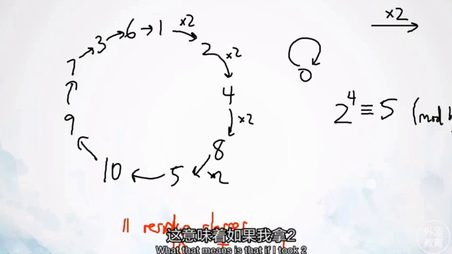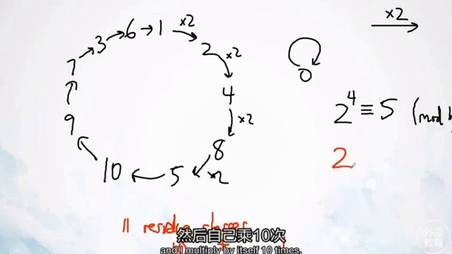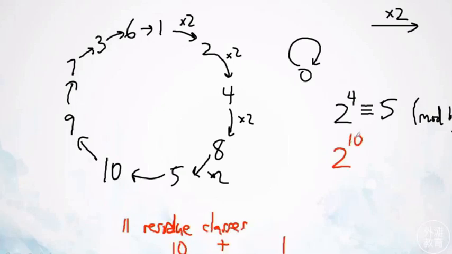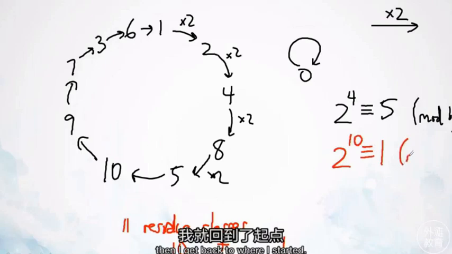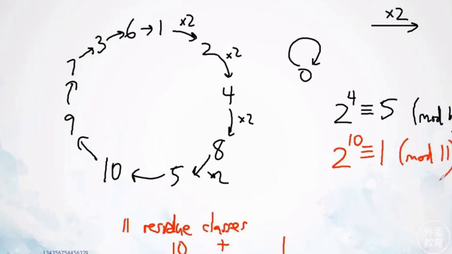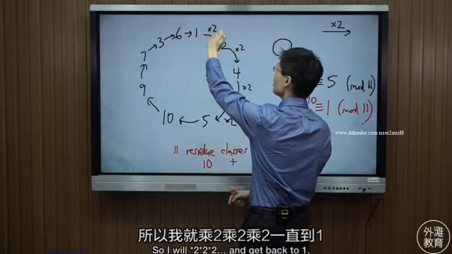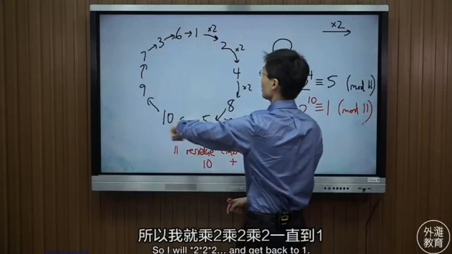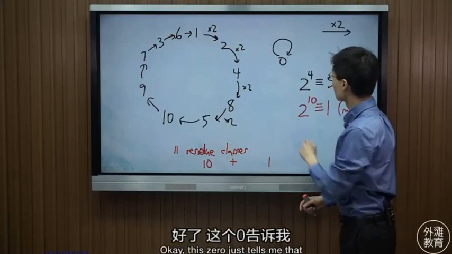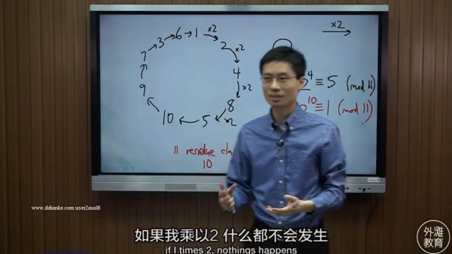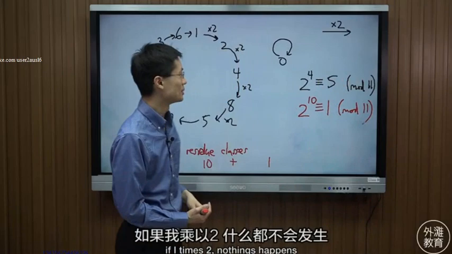What that means is that if I took 2 and I multiply it by itself 10 times, then I get back to where I started. This is because the cycle is 10 long. So I do times 2, times 2, times 2, times 2, and I'll get back to 1. Okay. This 0 just tells me that if I start with 0 times 2, nothing happens.